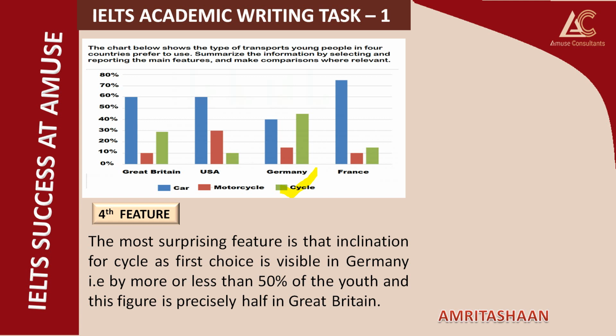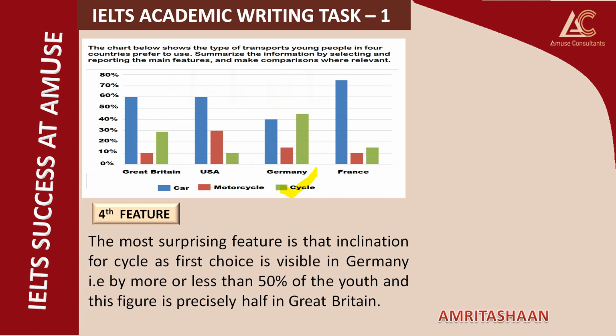The most surprising feature is that inclination for cycle as first choice can be witnessed in Germany is another way you can write. So as first choice is visible in Germany, that is by more or less than 50% of the youth. And this figure is precisely half in Great Britain. And this figure is relatively less in Great Britain.